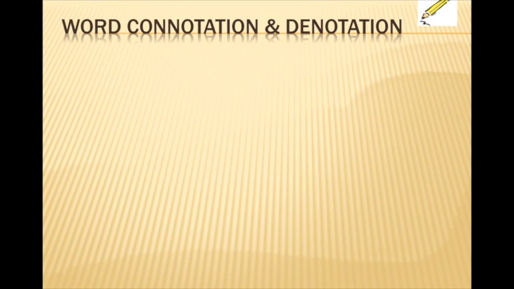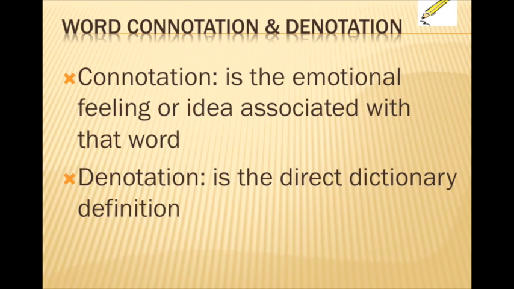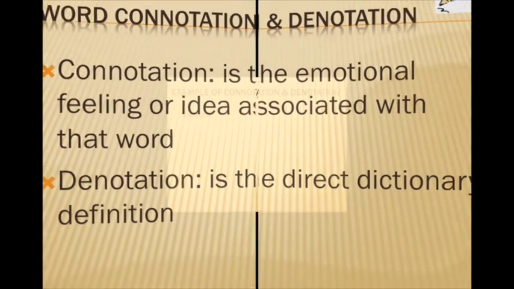So let's start talking about different types of word choice. Let's talk about connotation and denotation. These are big words, but basically connotation is the emotional feeling or idea that's associated with a word, and the denotation is the direct dictionary definition. Sometimes English is hard because it depends on how you use a word to how it actually is perceived, or you can understand the meaning of the word based on how the word is used.